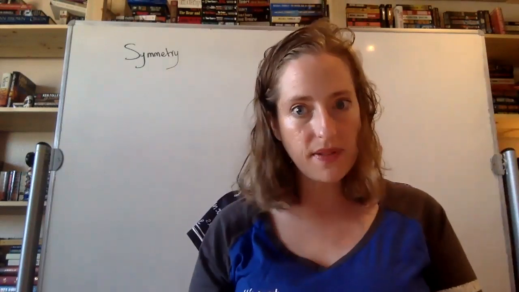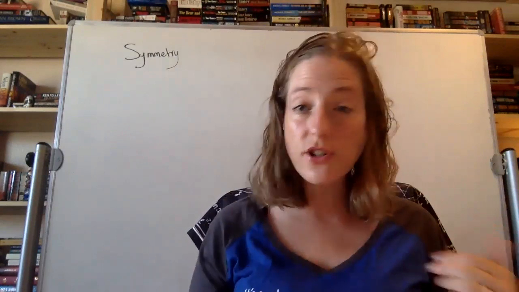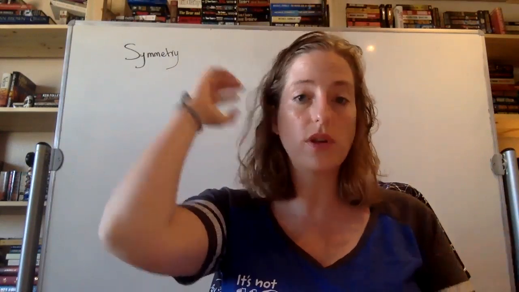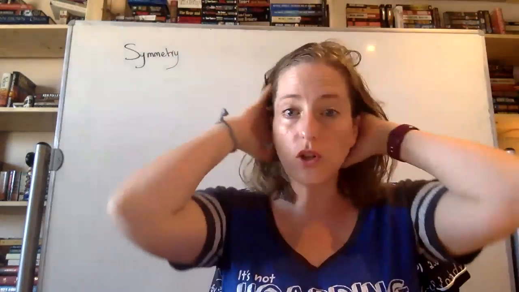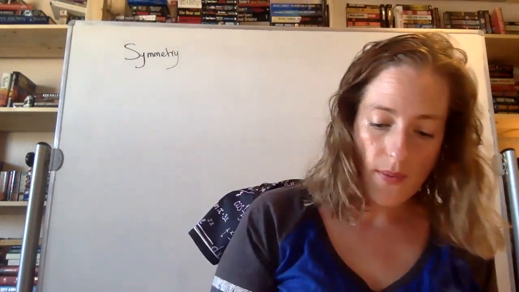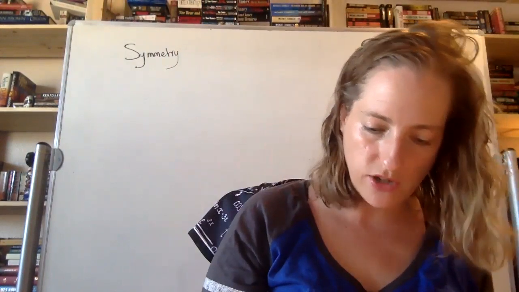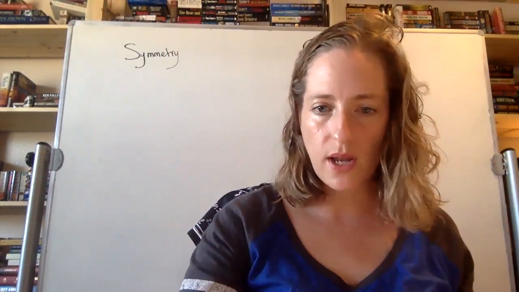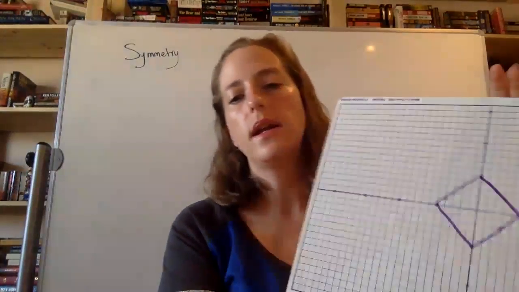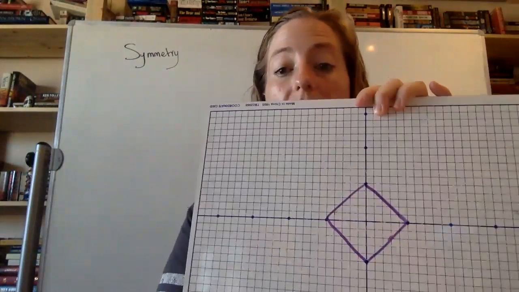Now, the other type of symmetry is rotational symmetry. So rotational symmetry means if you spin something, it's going to look the same before you've gotten all the way around. So what might that look like? Well, let's look at an example of rotational symmetry here. So hold on while I draw this.